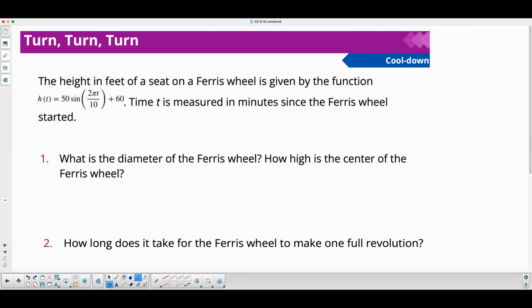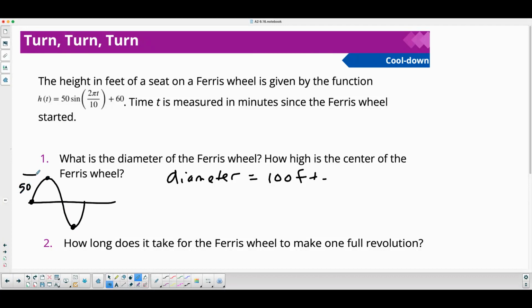Okay. Height in feet of a seat on a Ferris wheel is given by this function there. Time t is measured in minutes since the Ferris wheel started. What's the diameter? So it's going to be double the amplitude. So diameter 100 feet. Okay, because when you're at the center, you go 50 up to the top, and you come back to the center, and you go 50 down. So this is the bottom, this is the top, 50 to get to there, and then another 50 to get to here.